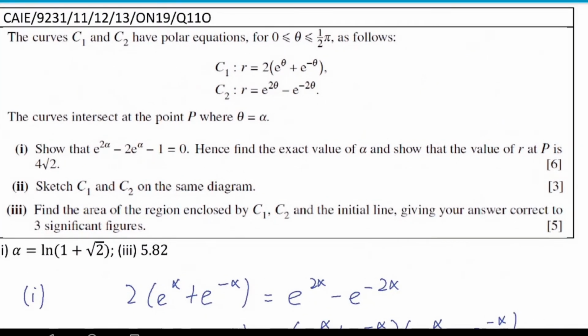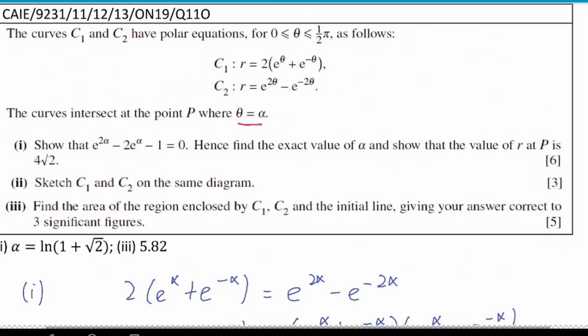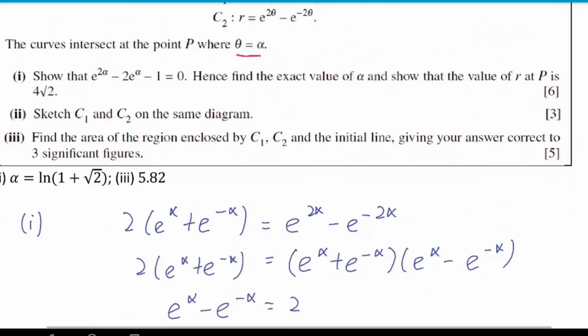Okay, so they gave us 2 curves again. And we have got C1 and C2 given in the form of e power theta. They tell us that the curves intersect at a point where theta equals alpha. So the first part is to show that we have got this kind of equation. So this is what we get when we equate the 2 curves there.